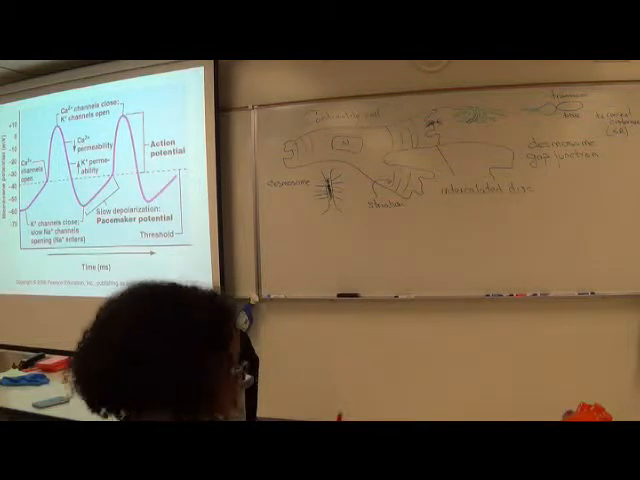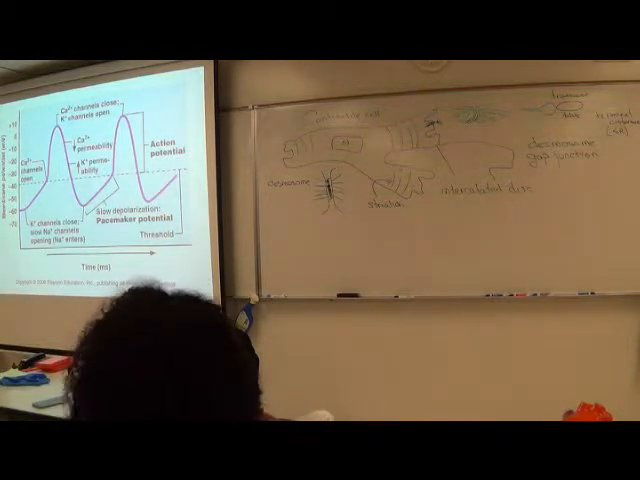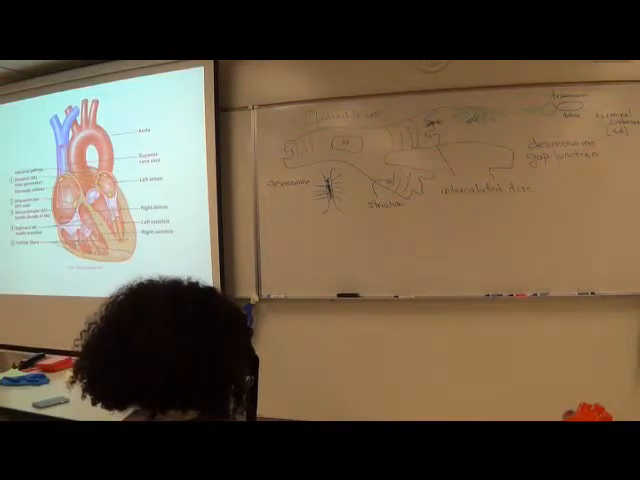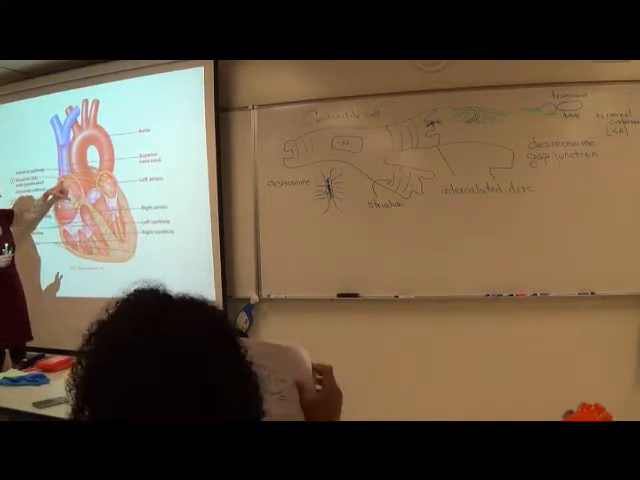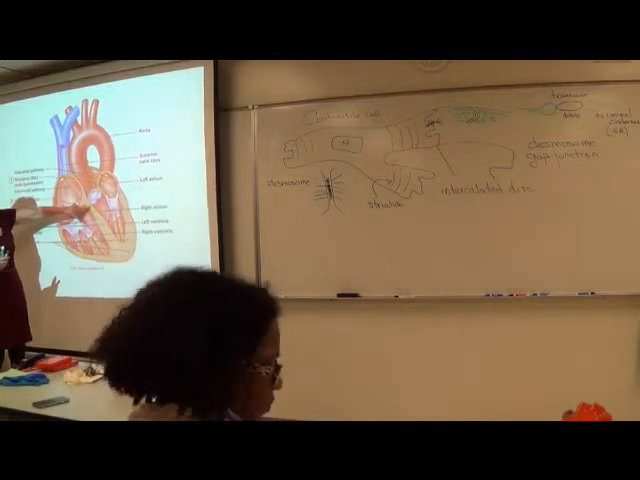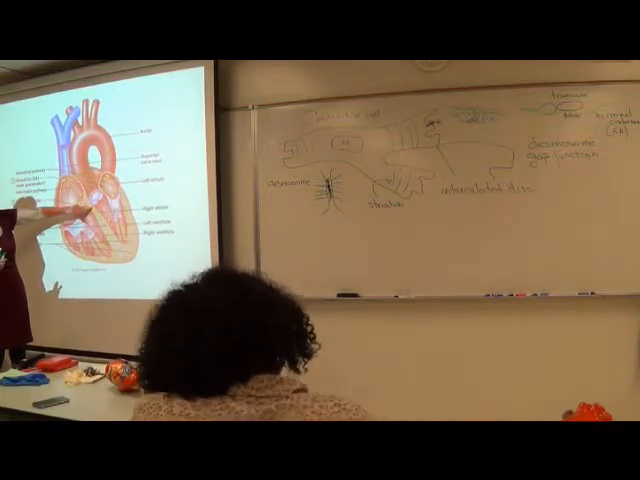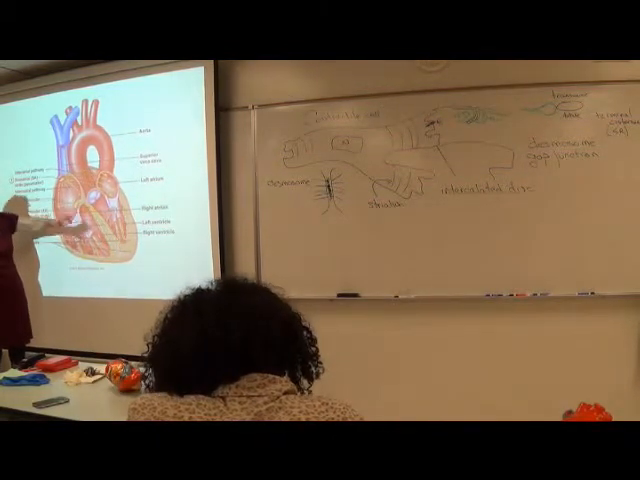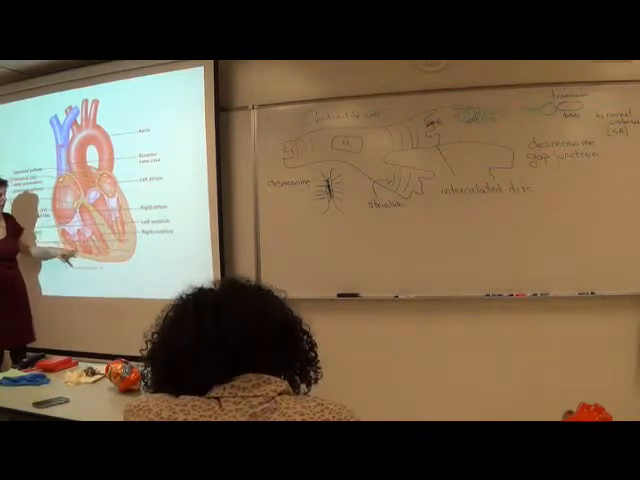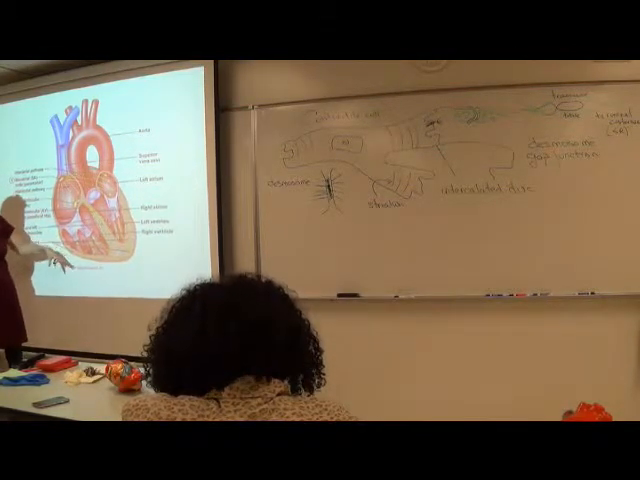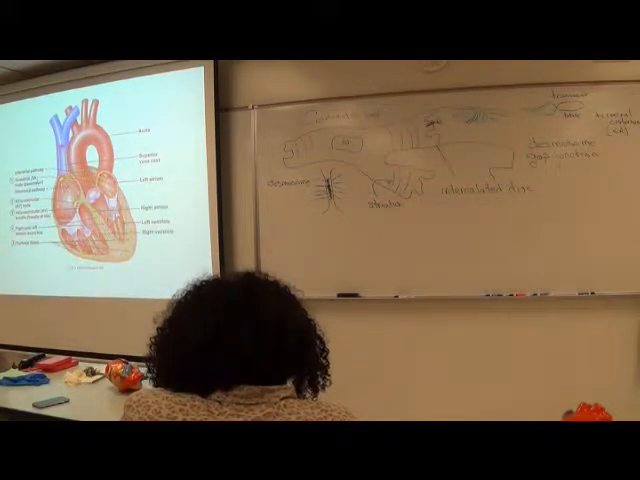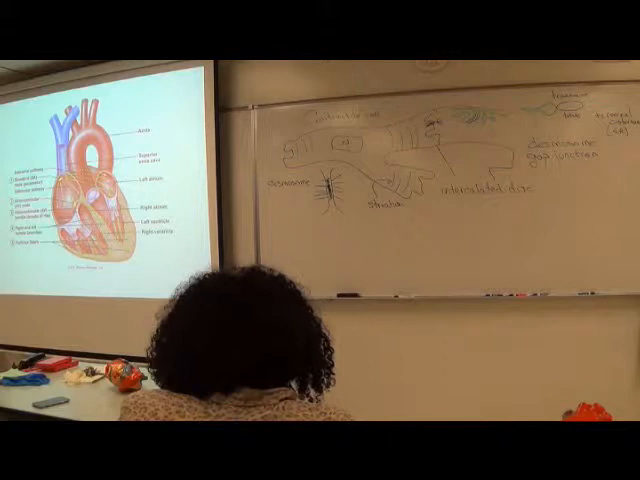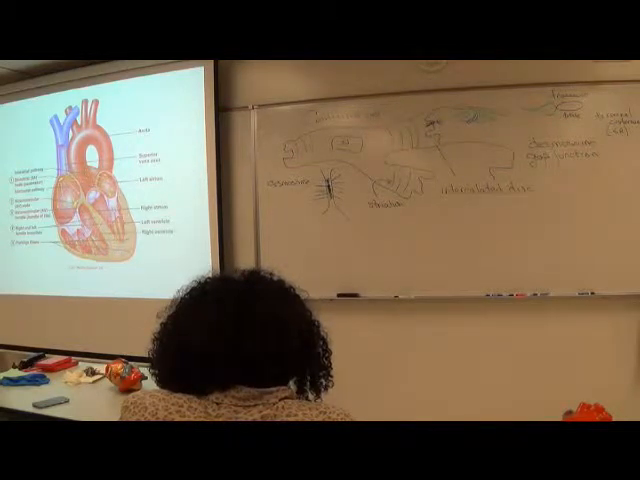Let's look at the autorhythmic cells. Autorhythmic cells are found wherever you see the yellow here. Well, not this yellow. Right: the SA node, the atrioventricular node, the atrioventricular bundle, which you may have heard called the bundle of His, the bundle branches, and the conduction myofibers, or Purkinje fibers. All of those are autorhythmic cells, depolarizing on their own.